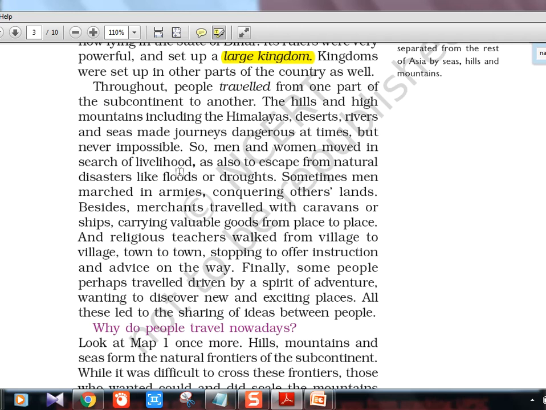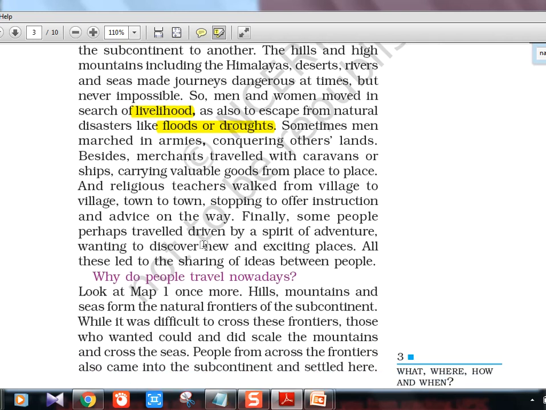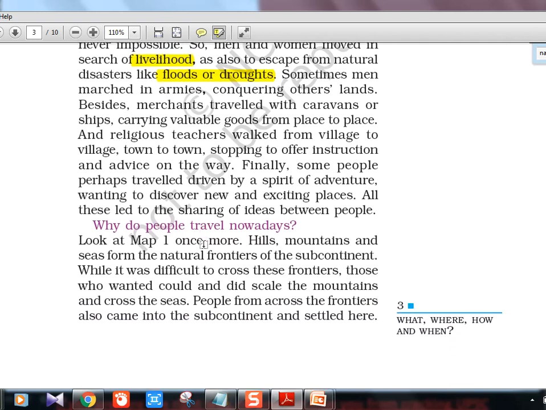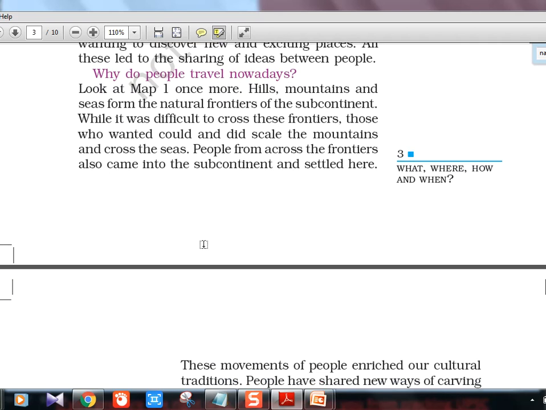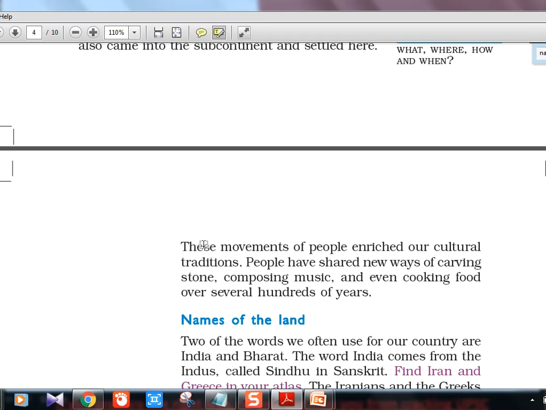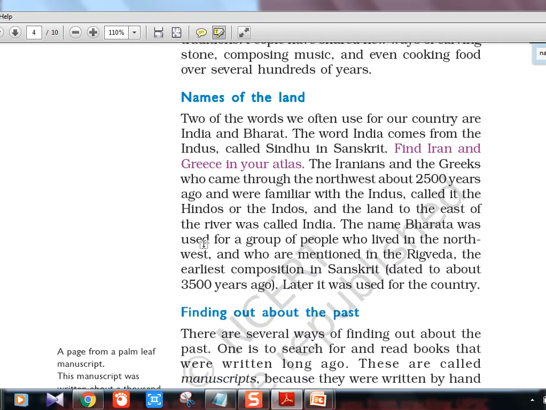Men and women moved in search of livelihood, so as to escape from natural disasters like floods or droughts. You know, many civilizations are said to have come to an end because of natural disasters only. Because at that time there was no war and all. People were peace-loving and were just focused on survival, not on capturing territories or kingdoms. So that is how initial life began and how people started to travel. Again they are telling about hills, mountains, people settling. Any takeaways there? I'll definitely read it, else I'll just skip.